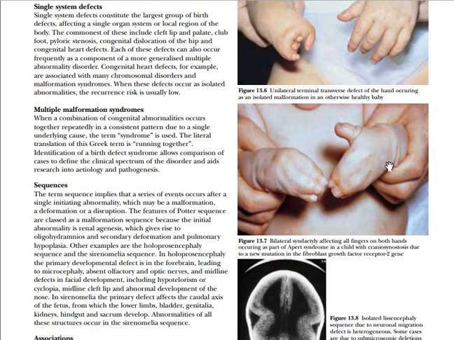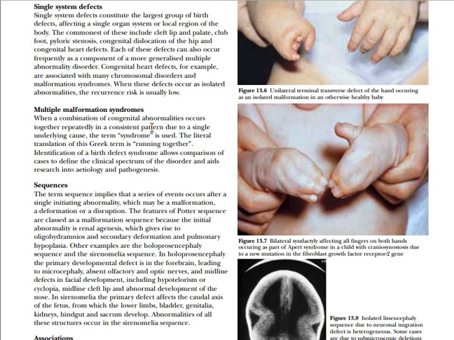That's a single system defect. So you have syndactyly of both limbs, a single system defect. But now the next one is multiple malformation syndromes. A multiple malformation syndrome is when you have a combination of congenital abnormalities occurring together repeatedly in a consistent pattern, which is due to a single underlying cause. So it's termed a syndrome.